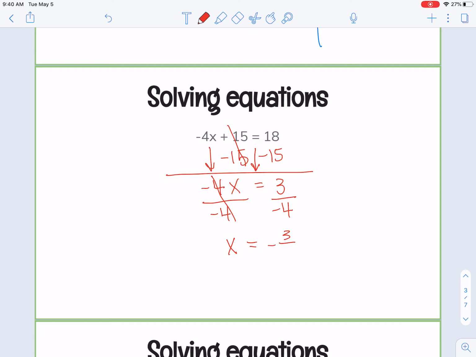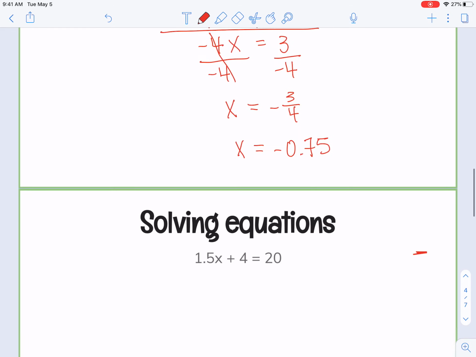And negative 3/4, you can also say it's x equals negative 0.75 if you want to convert it into a decimal. And then if you want to check that, we can definitely just plug it into our x and then just check it on your calculator. And that would be fine.